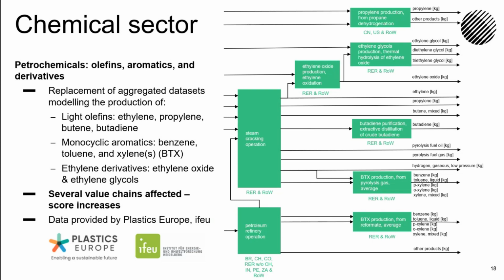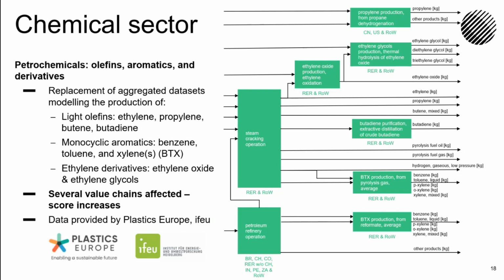The primary data for the steam cracking dataset are from the years 2018 and 2019. The data for the BTX extraction are based on the year 2012, as well as literature data from 2017 and earlier. Finally, the production of ethylene oxide, ethylene glycol, and propylene via propane dehydrogenation are based on literature.